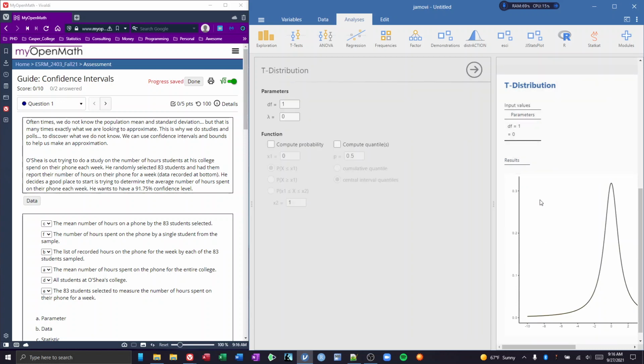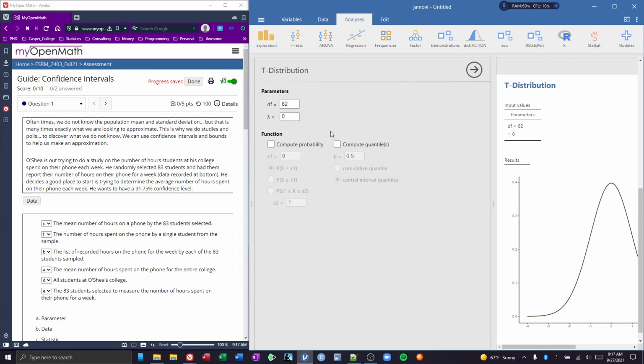I'm going to go back and click on my t-distribution. Degrees of freedom, 82. This is a Greek symbol lambda. We're just going to leave it at 0. It is a more advanced thing that we can play around with, but we're just going to leave it always at 0.